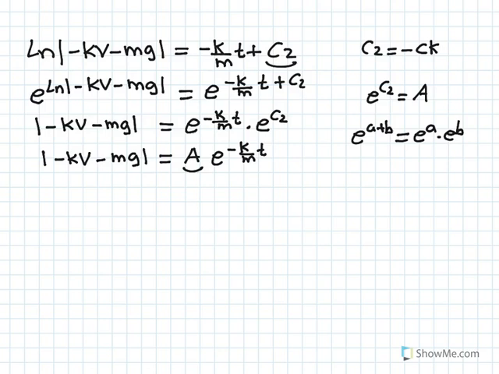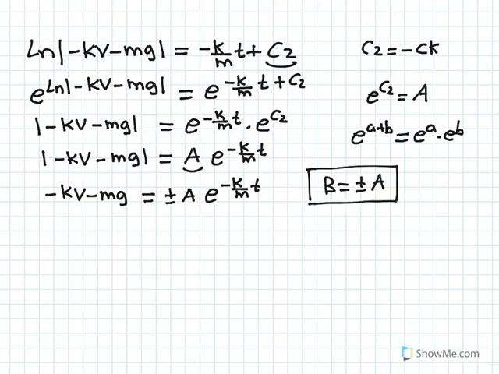Now let's get rid of the absolute value. We get minus kv minus mg is equal to plus or minus a e to the minus k over m times t. So let's introduce b. B is equal to plus or minus a, and b will be determined from the initial conditions that we have been given. So we rewrite this as minus kv minus mg is equal to b e to the minus k over m t.